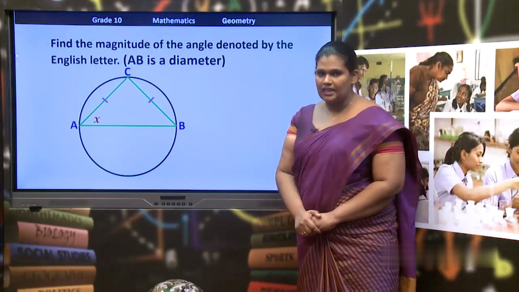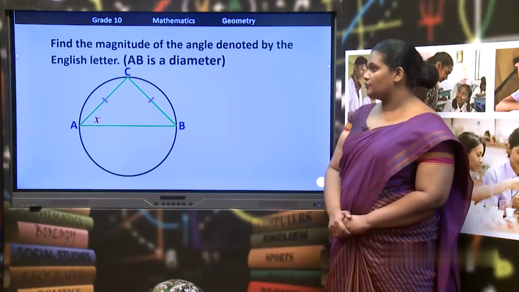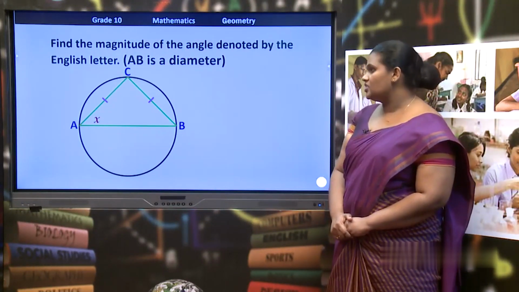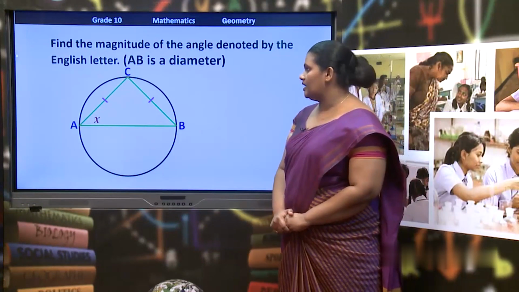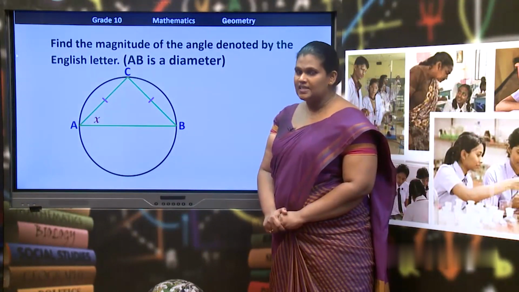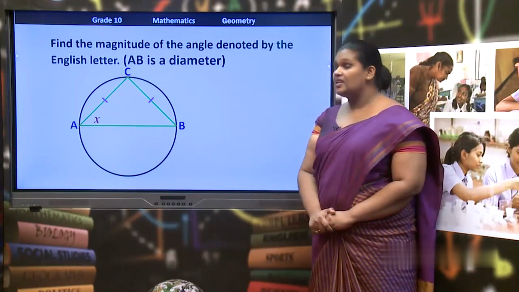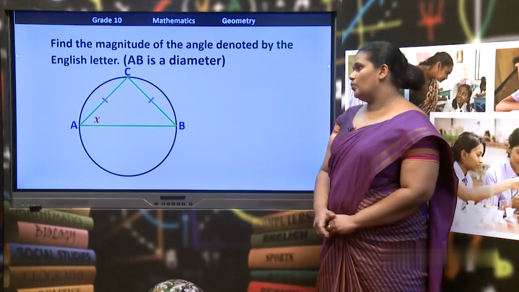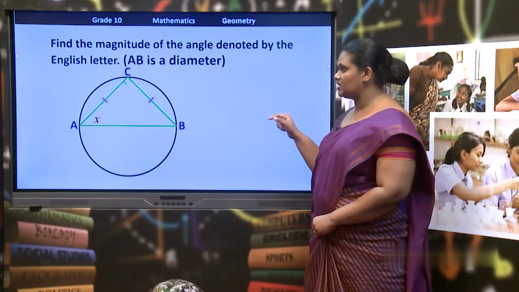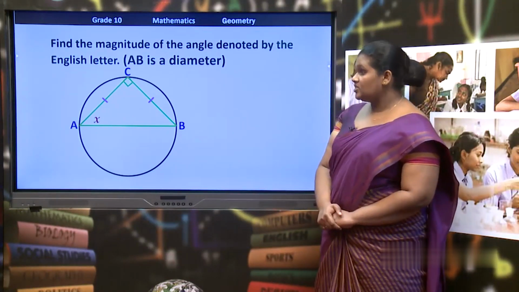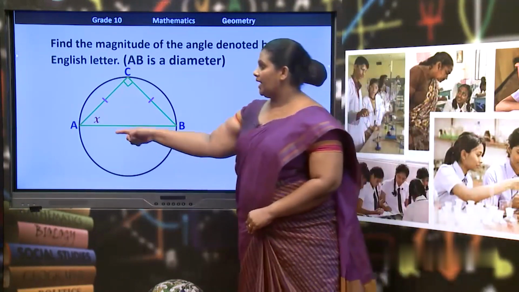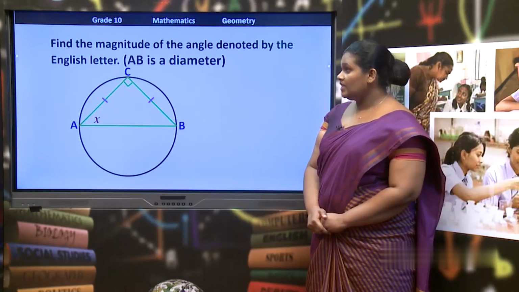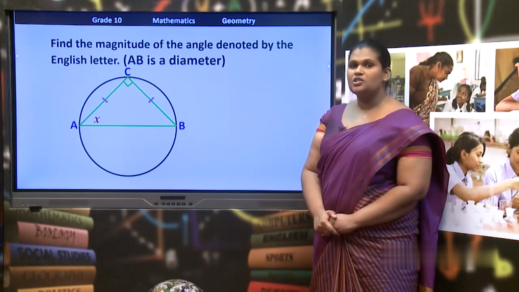We will move on to another question. Once again, we have to find the magnitude of the angle denoted by an English letter. Once again, AB is a diameter. Since AB is a diameter, angle ACB is an angle in the semicircle. So, we know that the magnitude of the angle in a semicircle is 90 degrees. At the same time, they have mentioned AC is equal to CB. Therefore, we can say ABC is an isosceles triangle.